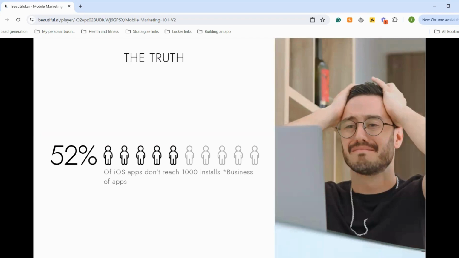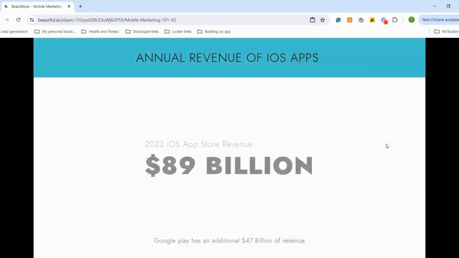So the truth is, most apps don't make it. Out of millions of apps launched in the world, 52% fail to even reach 1,000 installs. However, this is a space that is giant. There's room for new entries. There's room for everyone. The iOS store alone last year had $89 billion of revenue. And if you add in the additional $47 billion of revenue from the Google Play Store, you can clearly see that this is a giant space.